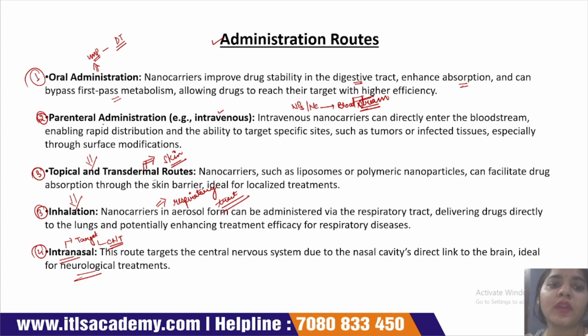Okay. These are the routes by which we transport or penetrate the nanoparticle in the human body. First is the oral route, where we target the digestive tract. In parenteral administration we target the bloodstream. In transdermal we target the skin barrier. In inhalation we target the respiratory tract. In intranasal we target the central nervous system.